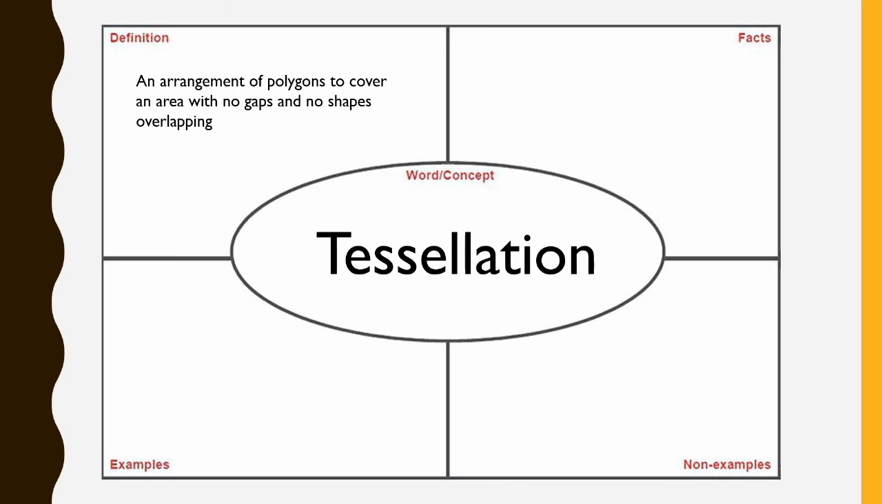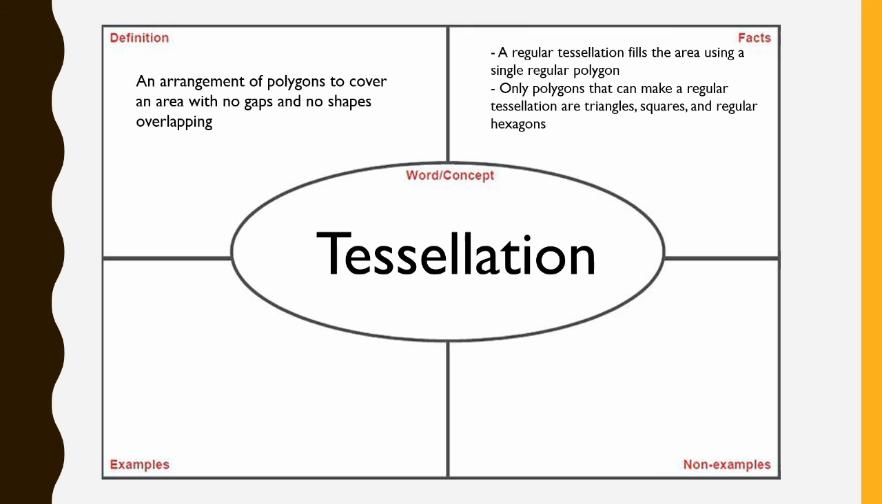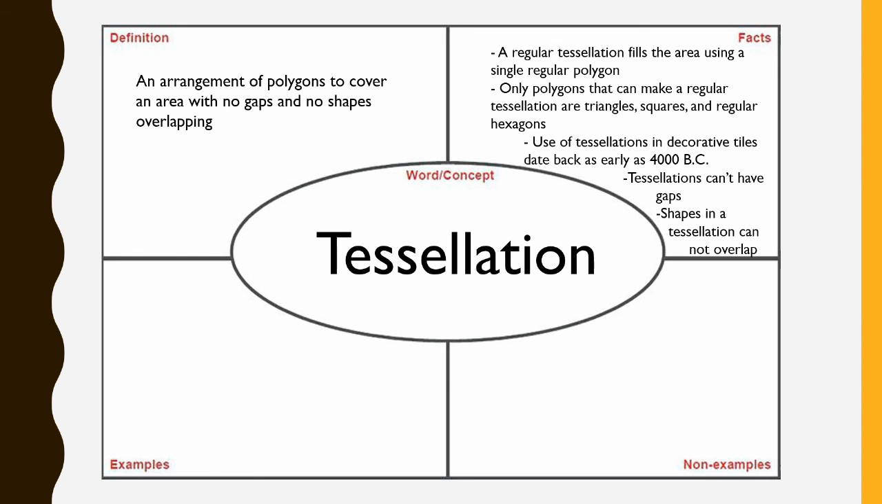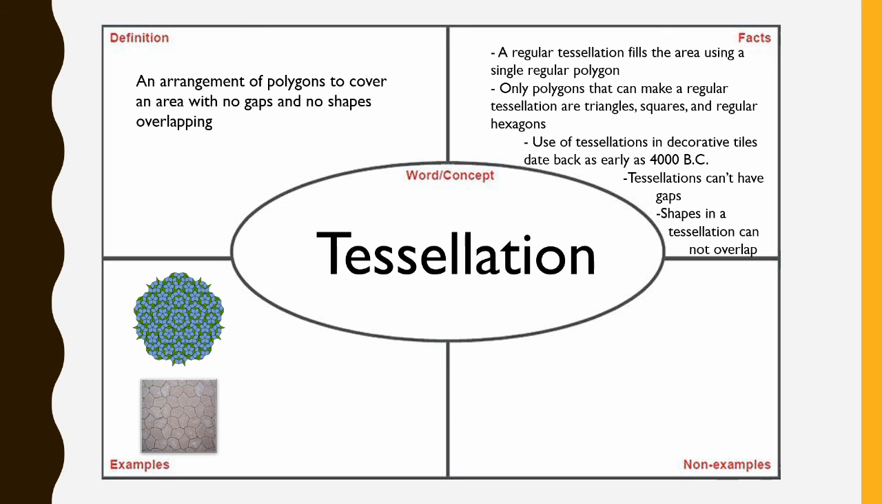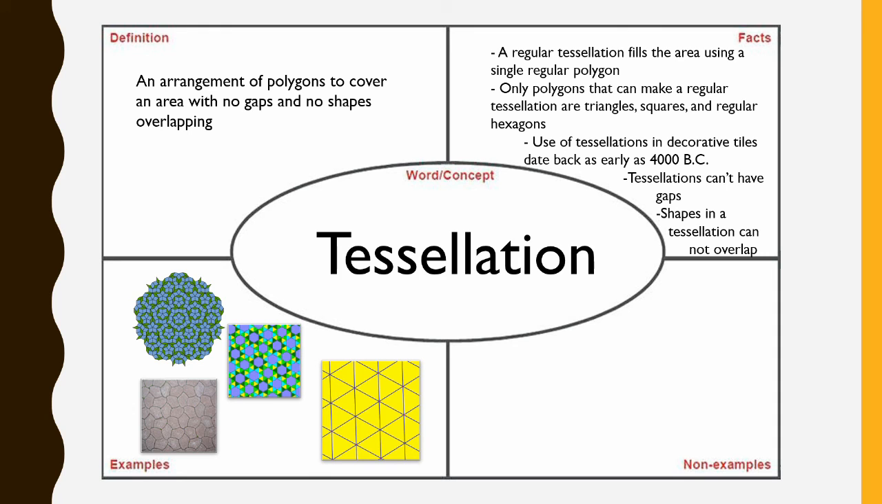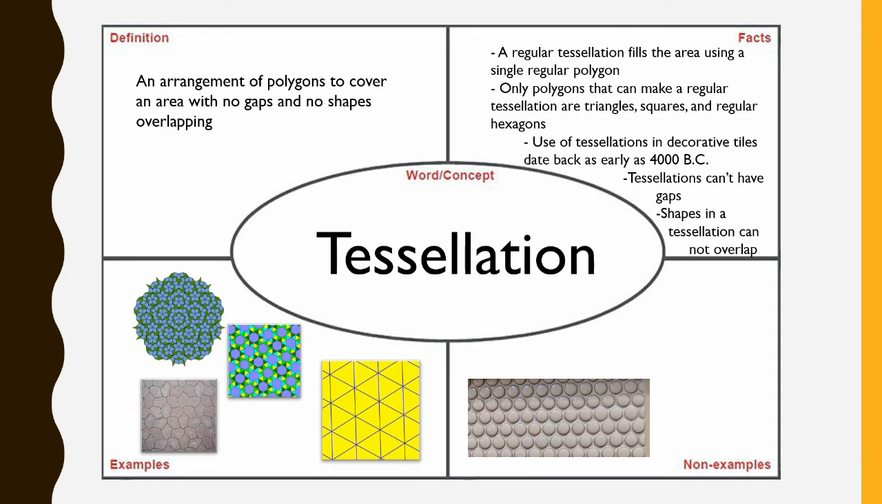So, what have we learned about tessellations? Well, a tessellation is an arrangement of polygons to cover an area with no gaps, no shapes overlapping. We also saw which polygons can be used to create a regular tessellation, and that the use of tessellations dates back as early as 4000 BC. Tessellations can't have gaps. Shapes in a tessellation cannot overlap. Here are some examples and non-examples of tessellations.